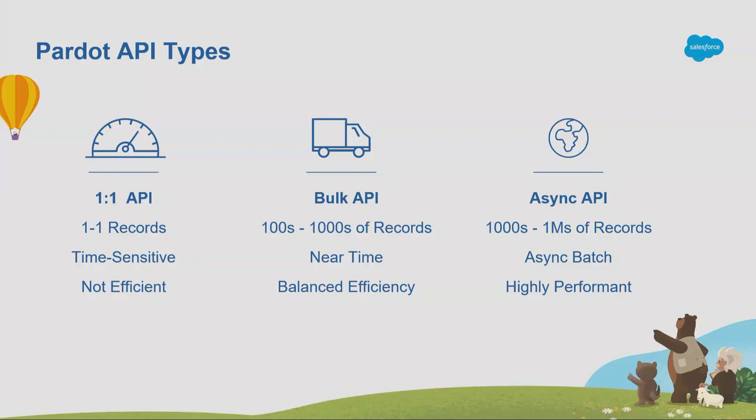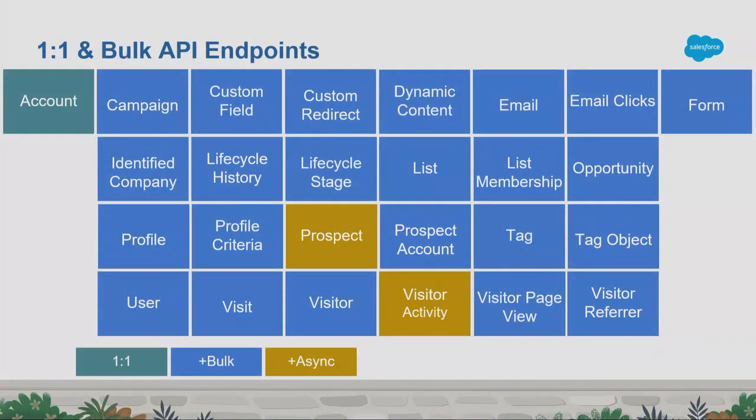So now that we talked about the types, let's talk about the data coverage of the API. We have an extensive amount of information that you can access, from prospect information, which is very critical for marketing, to being able to get insights on your campaigns, as well as your assets. Overall, we have really extensive coverage from the bulk and one-on-one, but we're also starting to roll out our async endpoints. The first two really are prospect and visitor activity.